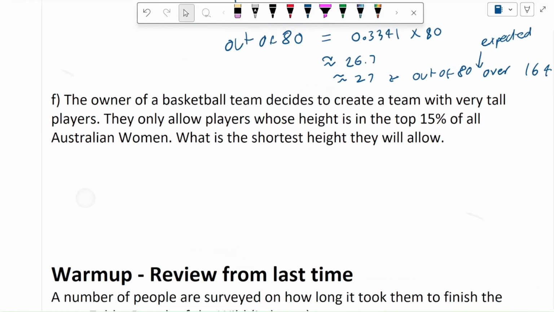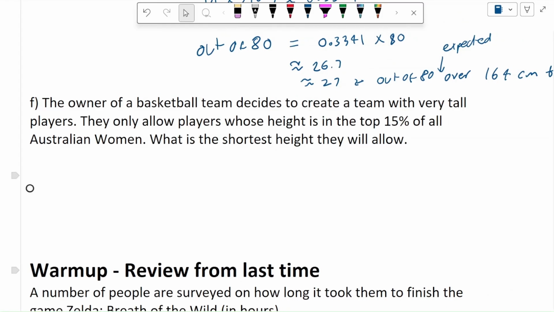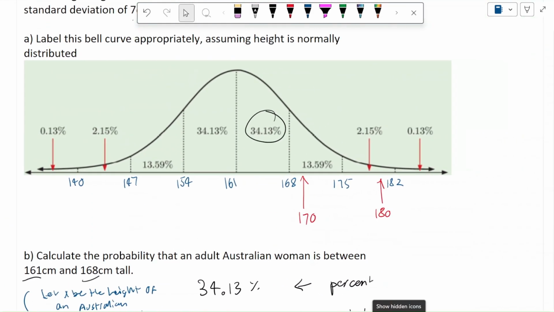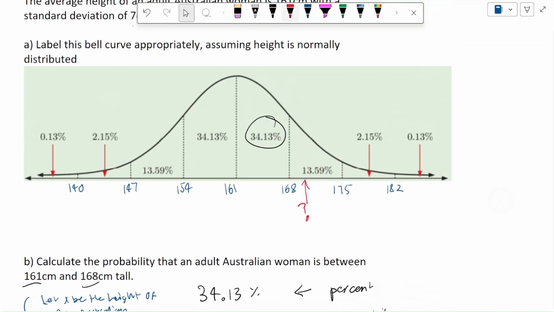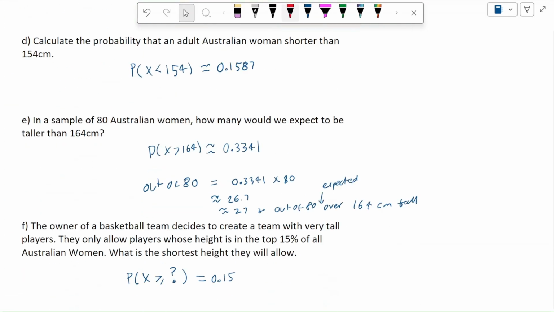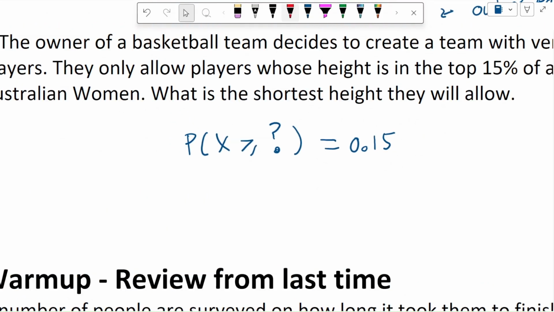Now, the owner of a basketball team wants people in the top 15%. So this is where we use something called inverse normal. Basically, we're trying to work out the probability that x is greater than some mystery number would be 0.15, 15%. If we look on this diagram here, I'm expecting that maybe that mystery number is about there. Everything to the right of that would add up to 15%. By the way, in case you're curious, these probabilities are actually the area underneath the curve. So any big areas correspond to big probabilities.